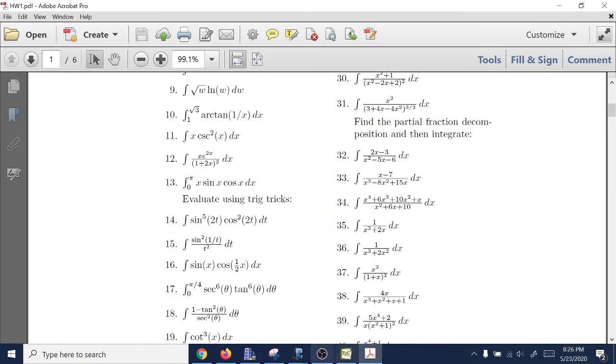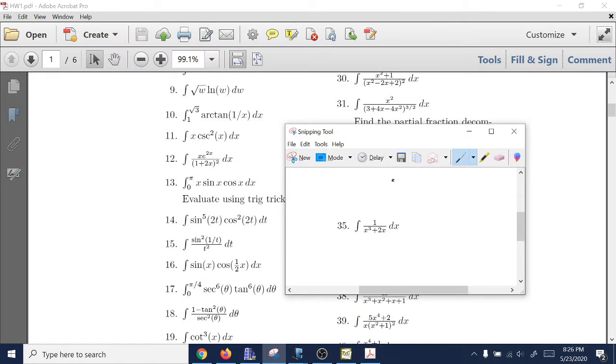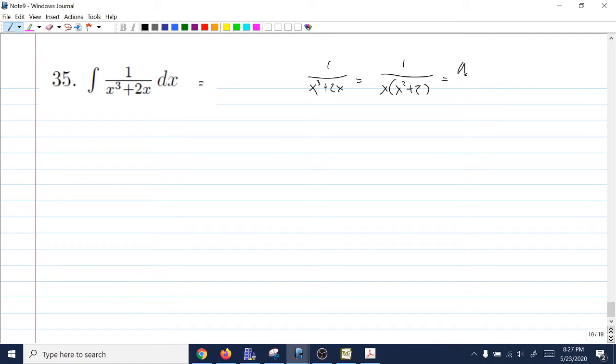Let's do 35. Clipboard. I can factor an x out of that denominator. 1 over x cubed plus 2x is going to be 1 over x times x squared plus 2. I want you to be a over x and... come on. And... wait, it's just here you don't work? And bx plus c over x squared plus 2.